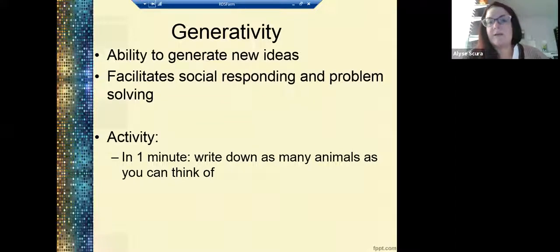So generativity, the ability to generate new ideas. This facilitates social response and problem solving. So I am going to set a timer for 1 minute, and I want everyone to get a piece of paper. If you don't have one handy, I'll give you a second.